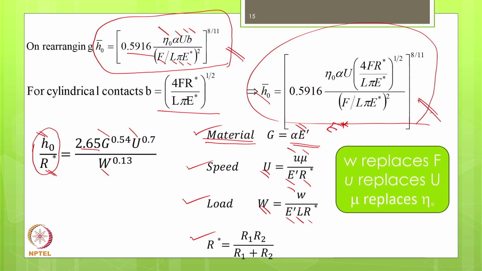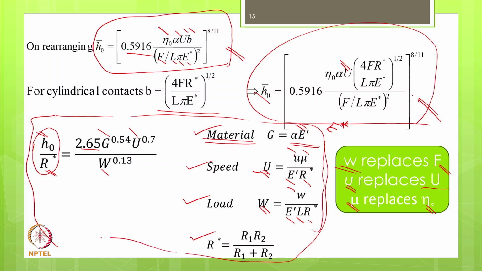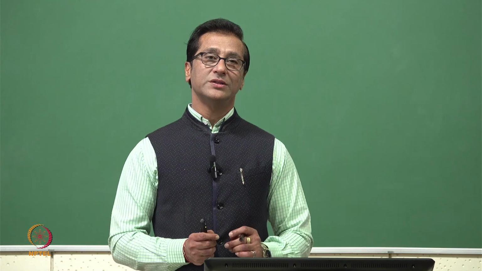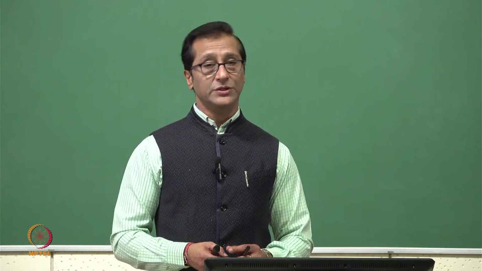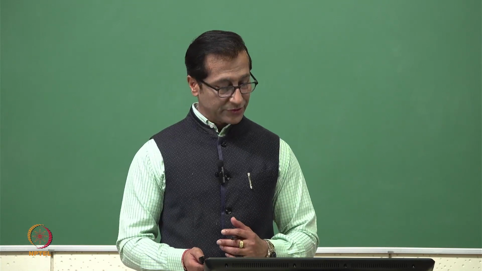Now, if I try to compare the expressions between Cameron and what people have done here: here we are replacing F, which was derived earlier, with W. So W replaces F. Here the small u replaces the capital U. Similarly, mu replaces eta 0. So this is the only difference, and now these are the well known engineering calculations for elastohydrodynamic lubrication, particularly for cylinders, which we can use for gears, or for rolling element bearings or roller bearings.